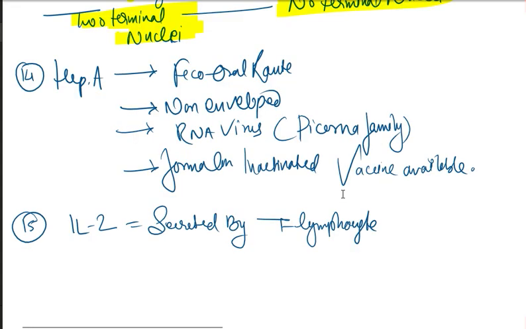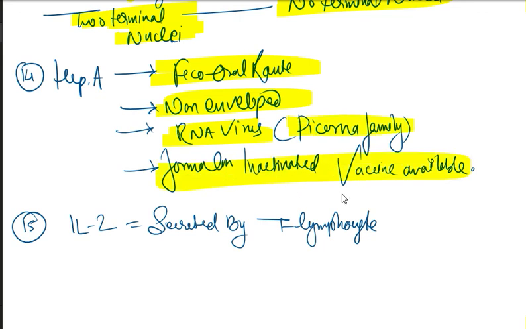What is hepatitis A virus? So what about this one? Fecal oral route, we know this. Okay, it is a non-enveloped virus. It is an RNA virus, belonging to the Picorna family, and a formalin inactivated vaccine is available for the same. Formalin inactivated vaccine is available for hepatitis A.